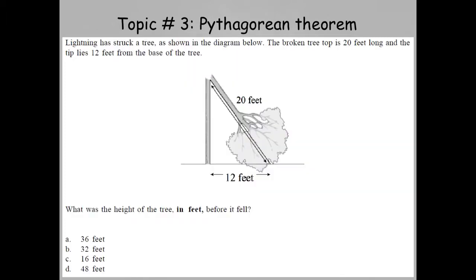Alright, here's our first example. Lightning has struck a tree. The broken treetop is 20 feet long, here, and the tip lies 12 feet from the base of the tree. Now this does not say Pythagorean Theorem, but we can assume the tree is straight up. It is a right angle. And we want to know what is the height of the tree in feet before it fell.